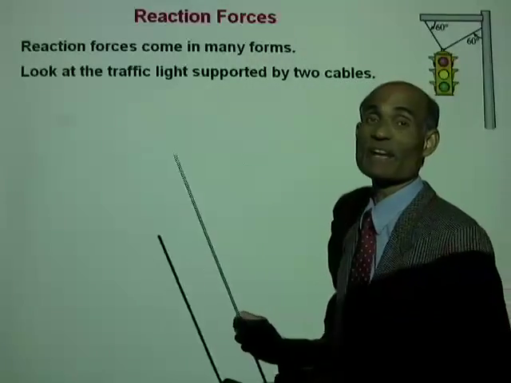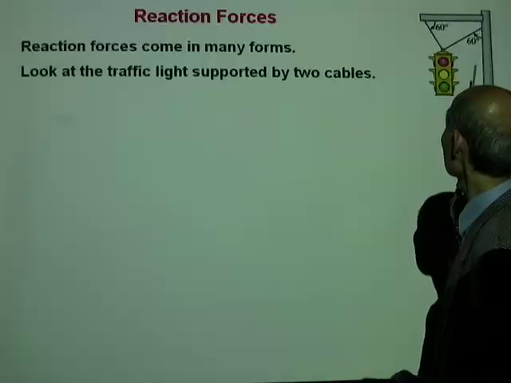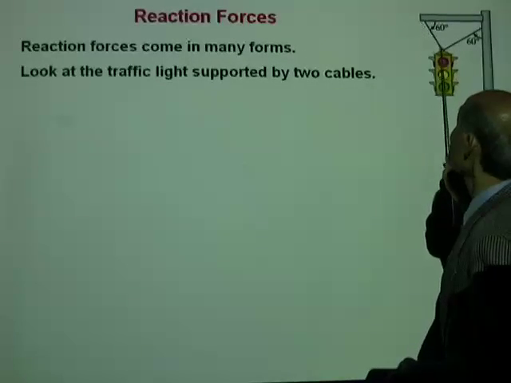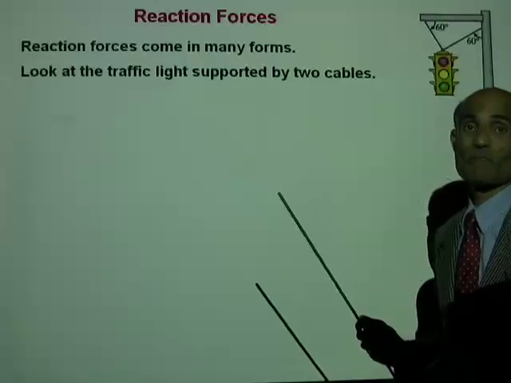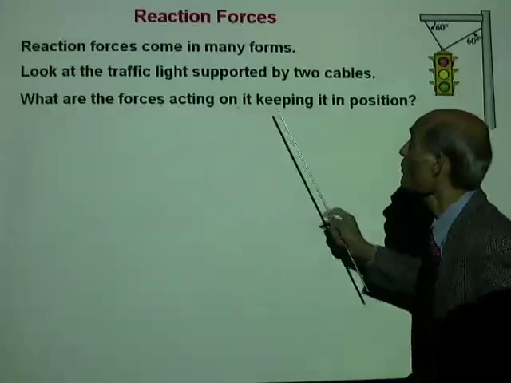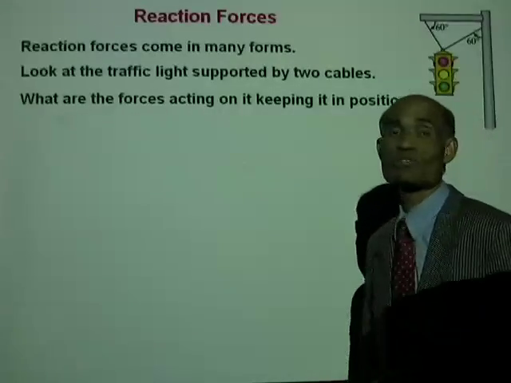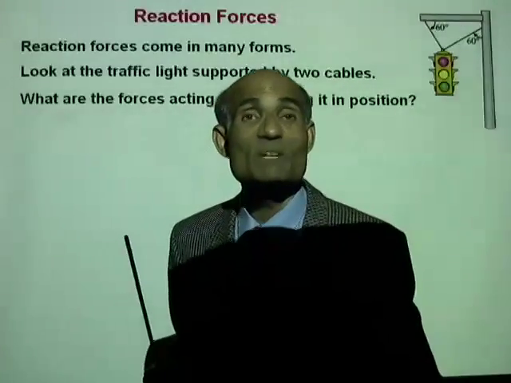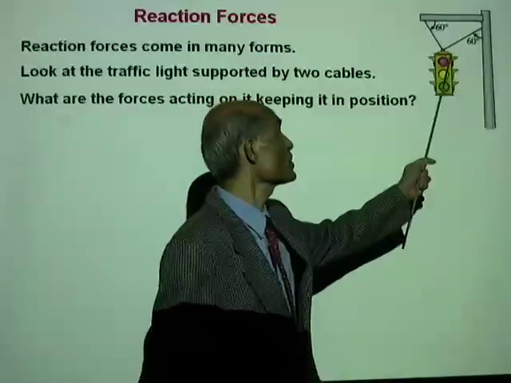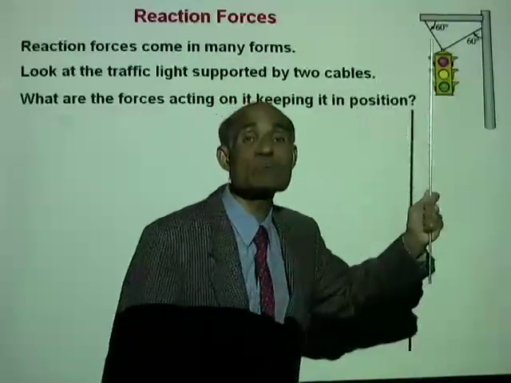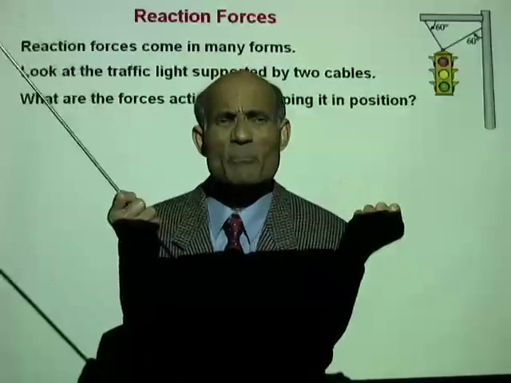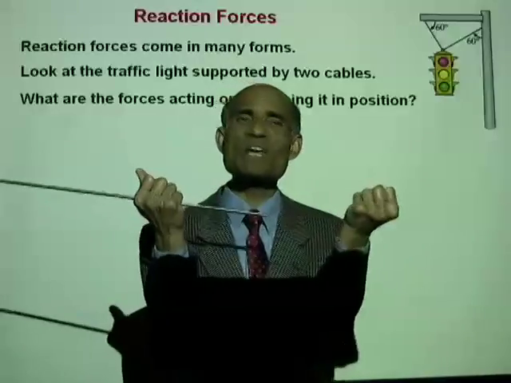Now here is a traffic light there. I think some of it is blocked. You can see the traffic light is supported by two cables. Now the weight of the traffic light, now what are the forces acting on that traffic light, keeping it in position? Can you talk about some of the forces that are acting on this traffic light, keeping it in position? It is in equilibrium. What is the meaning that it is in equilibrium?